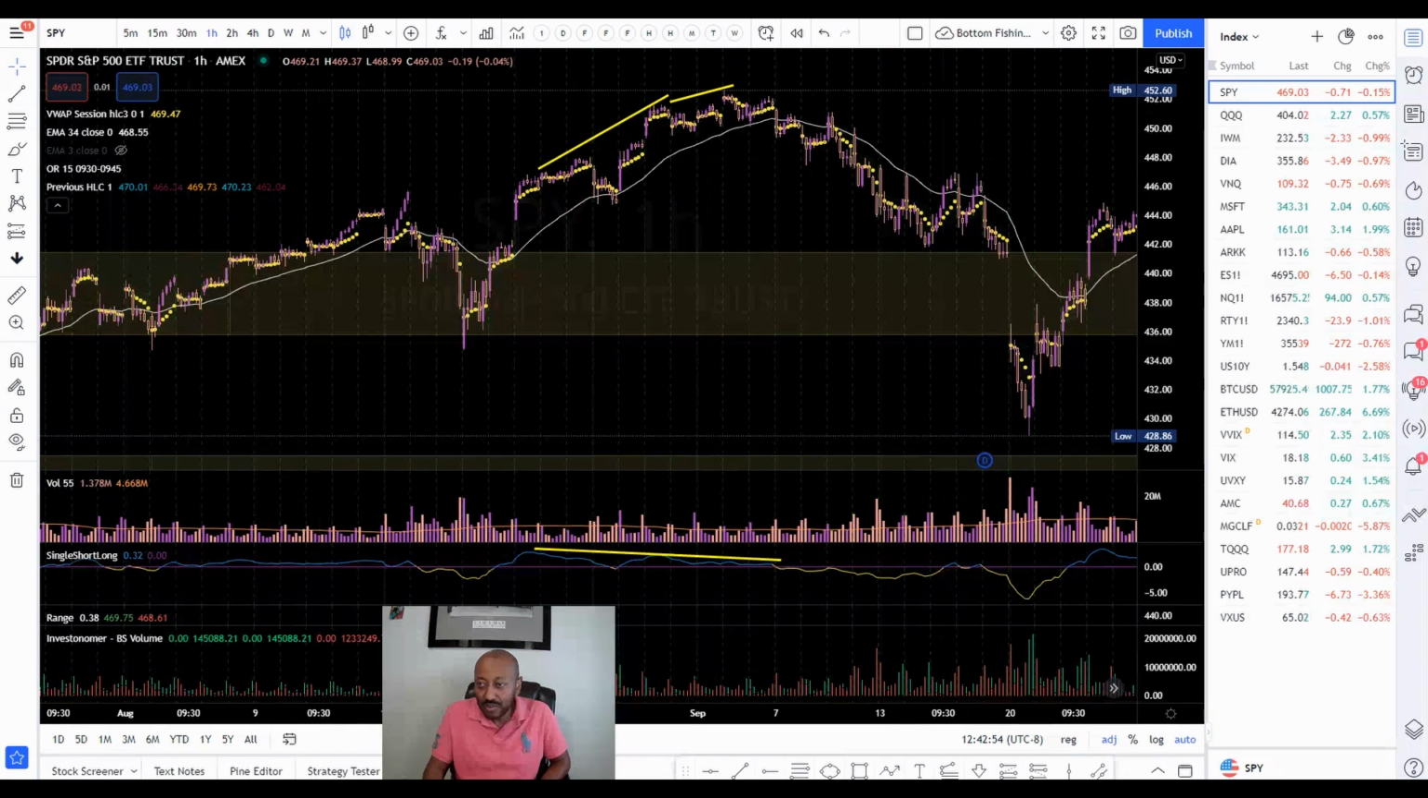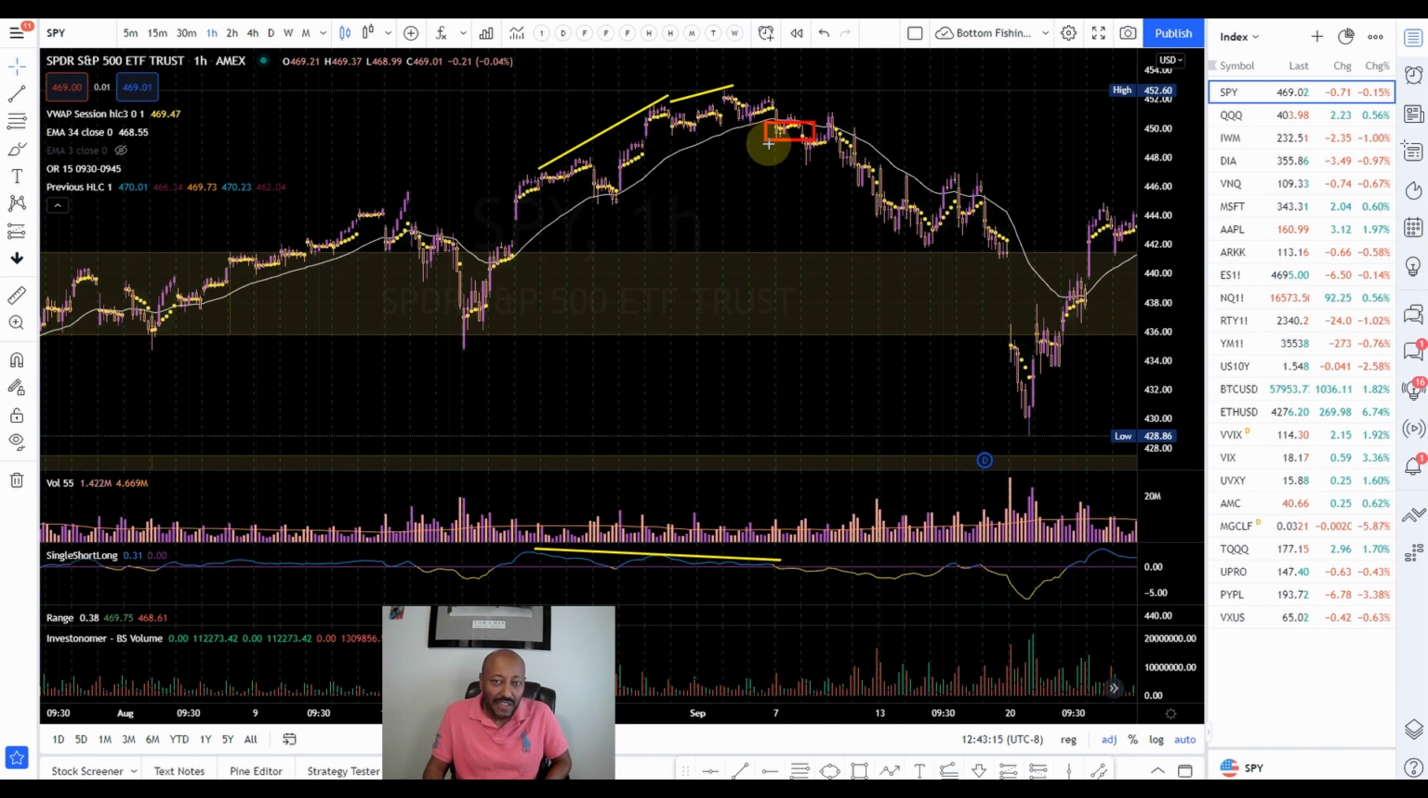The next thing I want to look at is I want to see VWAP below the 34 EMA. Is that condition met? Yes. VWAP below the 34 EMA, that condition is met. So what is the next thing? Well, there are two ways that I can enter this position.